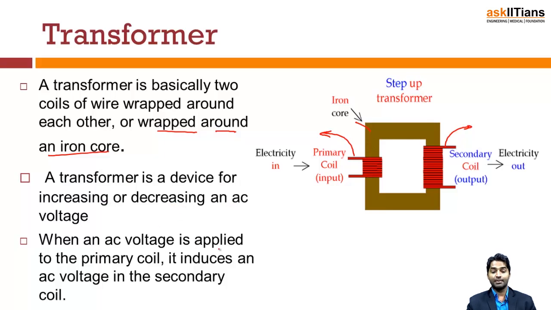A transformer is a device for increasing or decreasing an AC voltage across the primary and secondary. When an AC voltage is applied to the primary, it induces an AC voltage in the secondary. Of course, I told you earlier about induction phenomena in the case of mutual inductance. Whenever current flows across the primary coil, there are magnetic lines of force passing through the area of the secondary one, and definitely there is flux cutting across the second one. Due to that flux change with respect to time t, it causes induced EMF and induced current in the secondary coil. So in this way we get induced EMF as well as induced current in the secondary coil, and it depends on the number of turns.